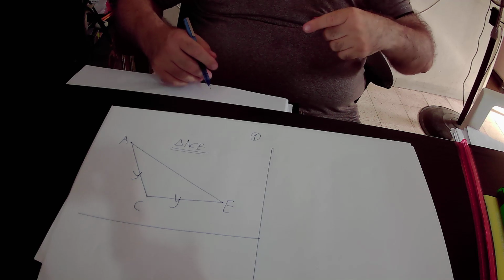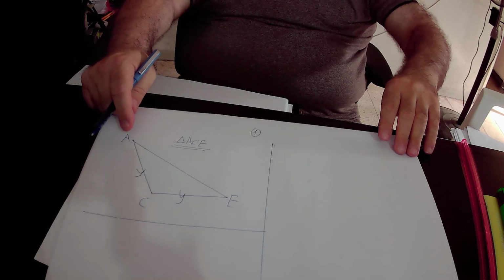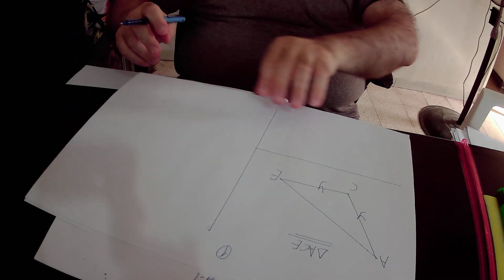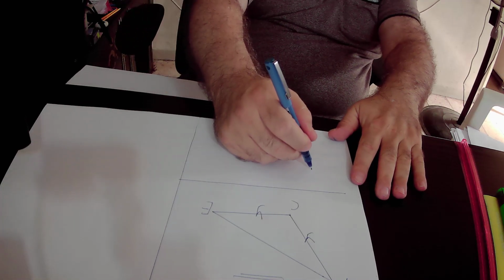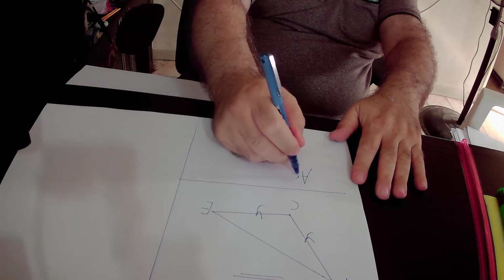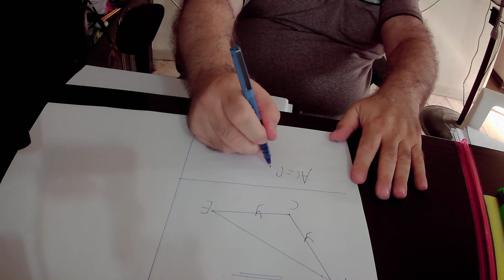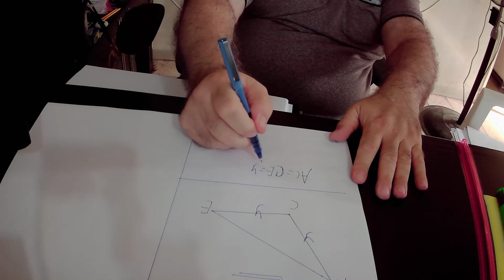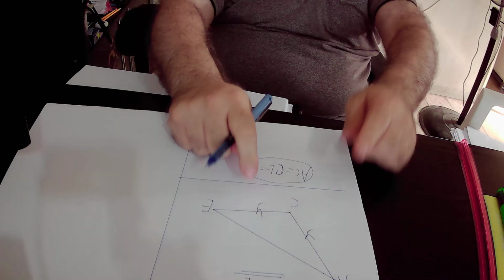So here side AC equals Y and side CE equals Y. That is to say, those two sides are equal to each other. So I can write down that side AC equals side CE, they're both equal to Y, therefore they're equal to each other. Okay? So those two sides are equal to each other.